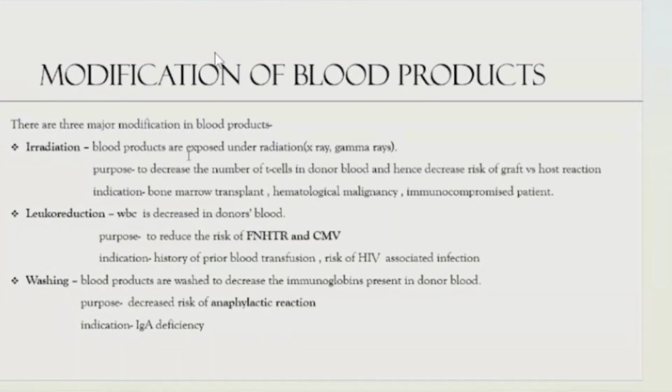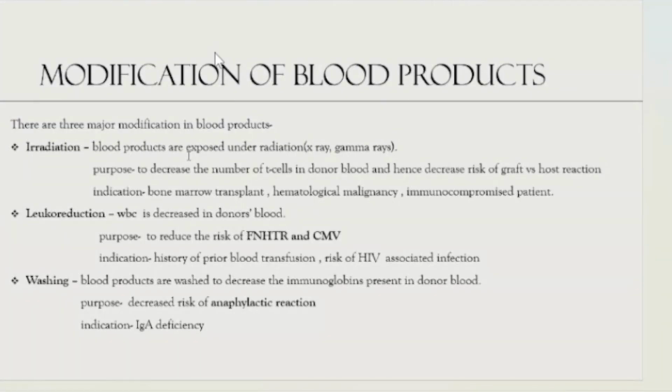We'll have to further modify it, such as if it's packed red blood cell, we'll have to do irradiation or leukoreduction or washing before giving it to that particular group of people or that particular population. So what type of modification can we do in our blood products? There are three major modifications that we can do, and it's very simple.